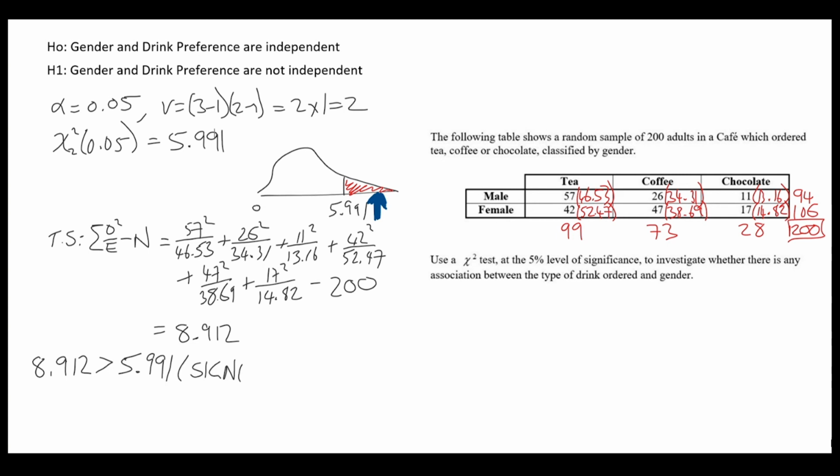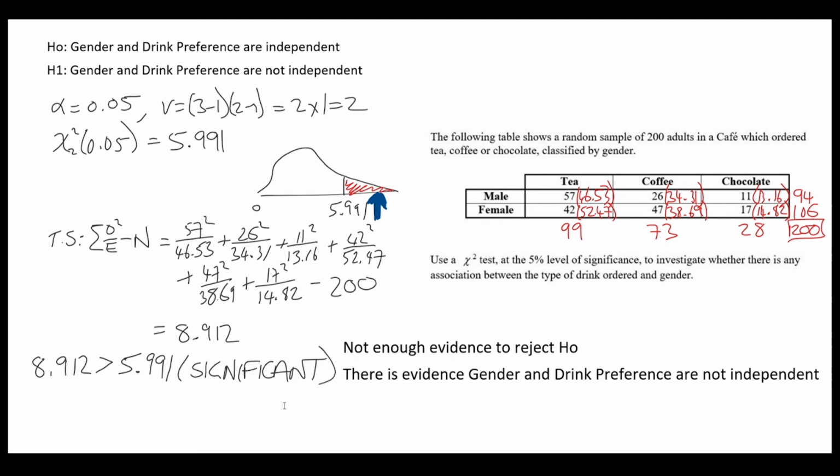Let's just formalize this. So 8.912 is greater than 5.991, significant result, and then our two-part conclusion, as always. Firstly, our mathematical conclusion, there is enough evidence to reject H0, and then secondly, in context of the question, there is evidence that gender and drink preference are not independent. Now, there does seem to be some link, some association between gender and the drink they prefer to order.